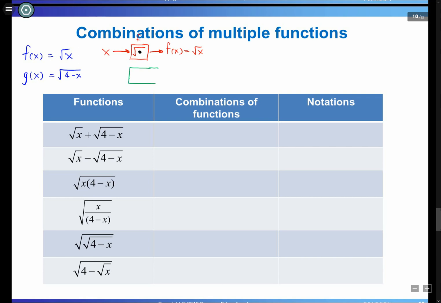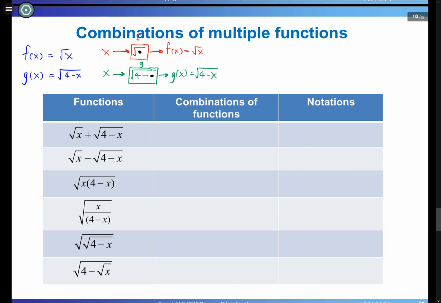Subfunction g, its job is to take the square root of 4 minus the input, whatever that is. Right here we have x as the input. X gets fed here, and it becomes the input of the black dot. So in the end, we get this image of x in terms of g. That's equal to the square root of 4 minus the input, which is x. So there you go. That is the transformation.